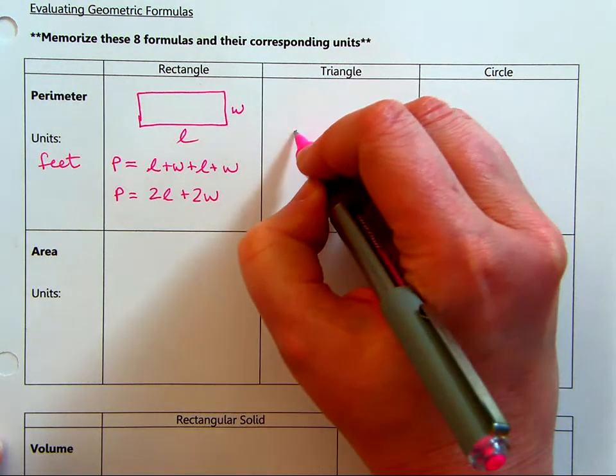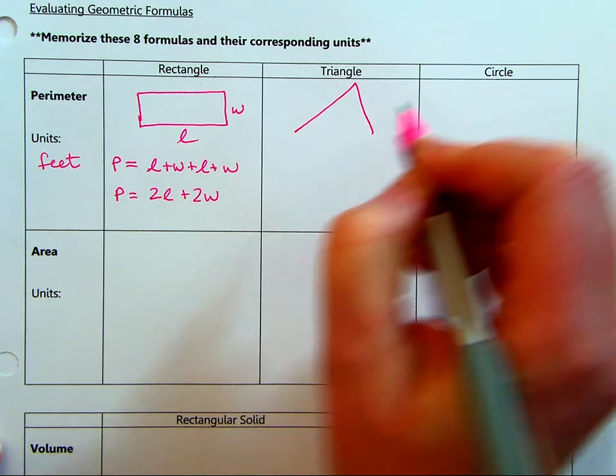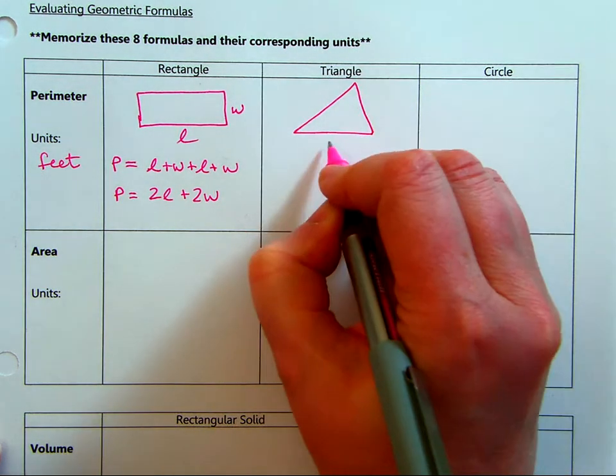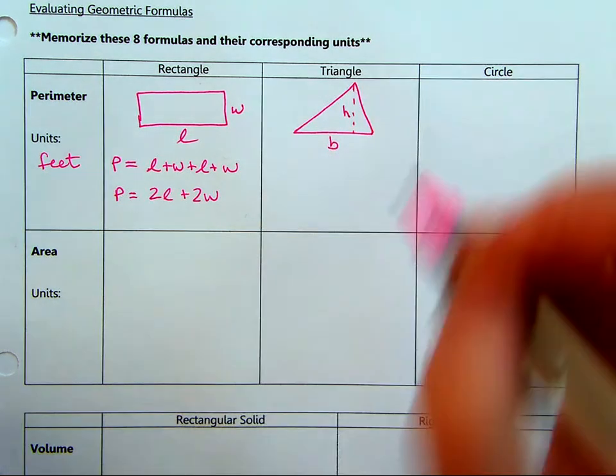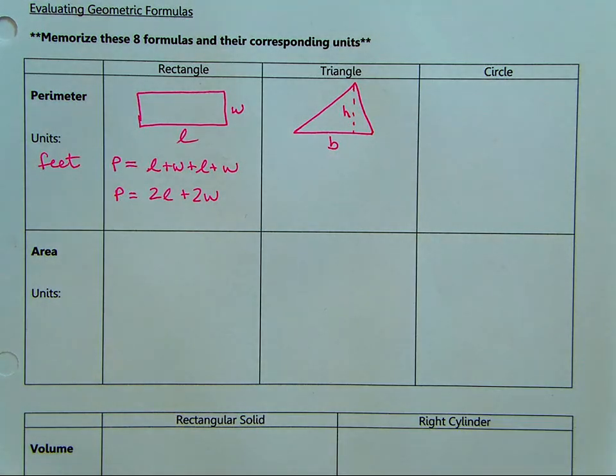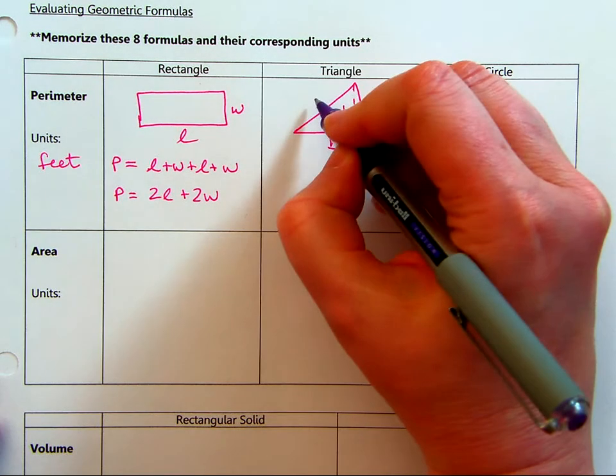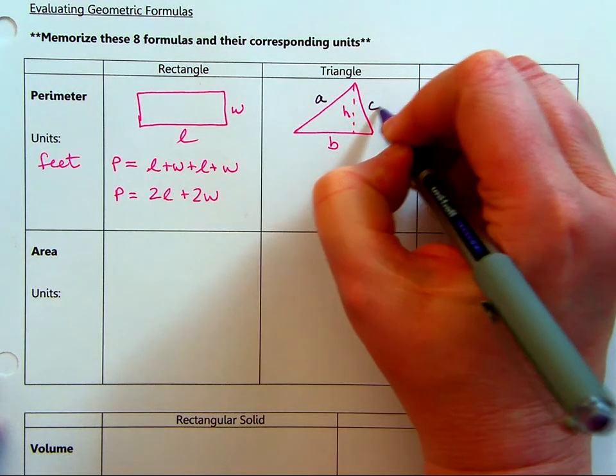All right, triangle. Usually those are labeled A, B, and H. Base and height. Right. Base and height. So perimeter, but also we have to label our sides. So let's do A, B, C. How about that?